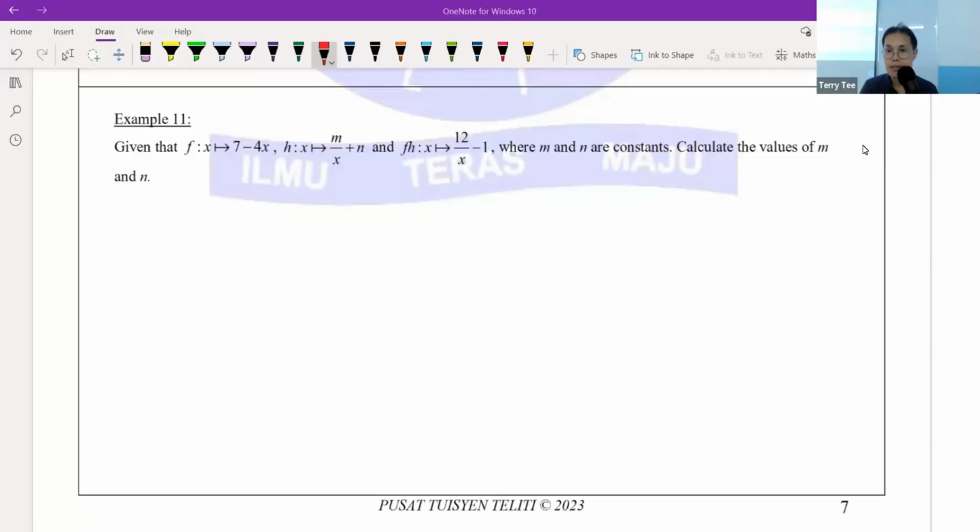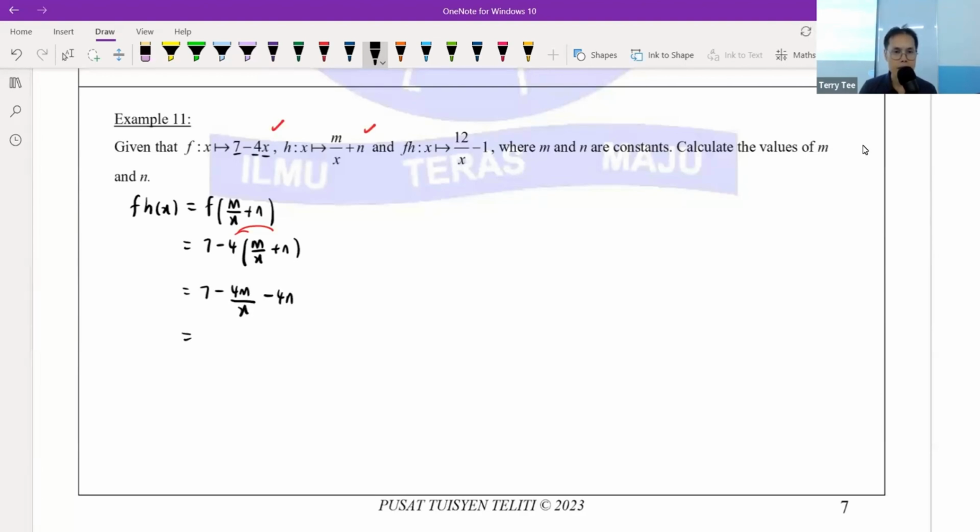Okay. This is fh. Function f is given, function h is given, and you're supposed to find unknown m and n. So we take function h, substitute inside f. My function f is 7 minus 4x. So this is 7 minus 4 of bracket m over x plus n. So let's expand this out, multiply inside one by one. You should get 7 minus 4m over x minus 4n.